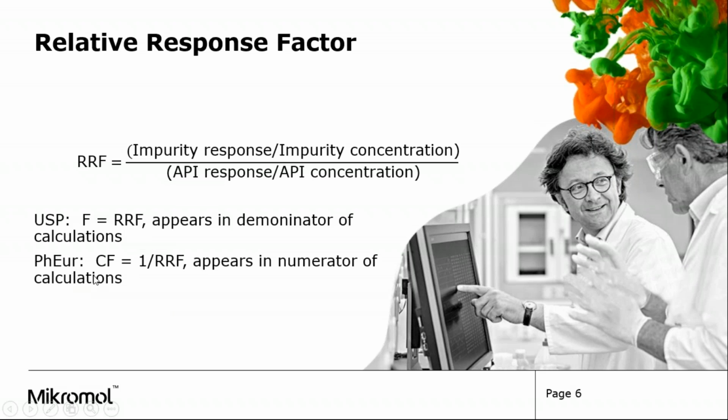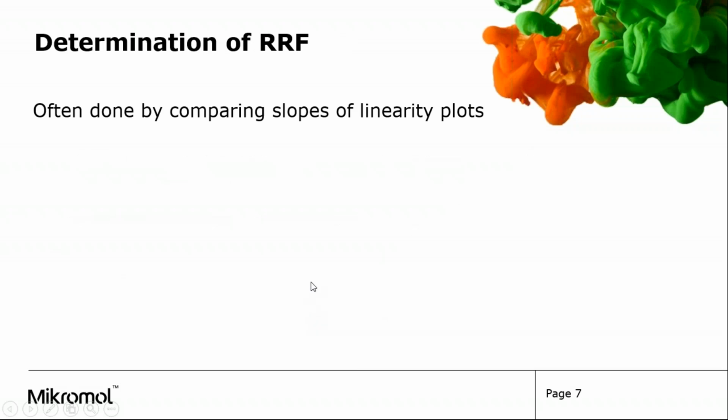Whereas in the European pharmacopoeia, it's often listed as a correction factor, and the value would be the reciprocal of the relative response factor, and it appears as a multiplier in the numerator. So the message here is to be sure you know how the number is being expressed and how it's being used in impurity calculations.